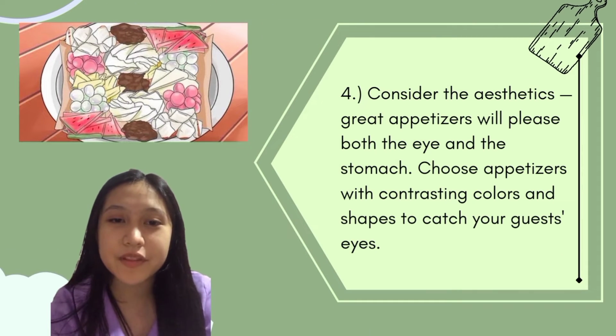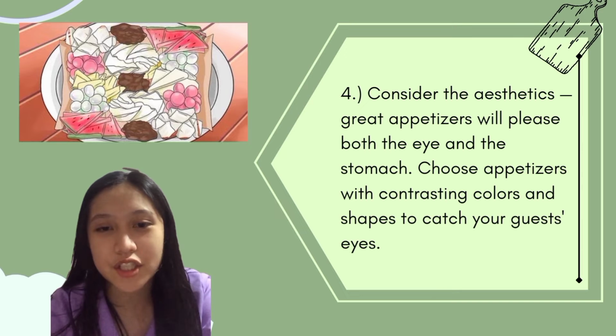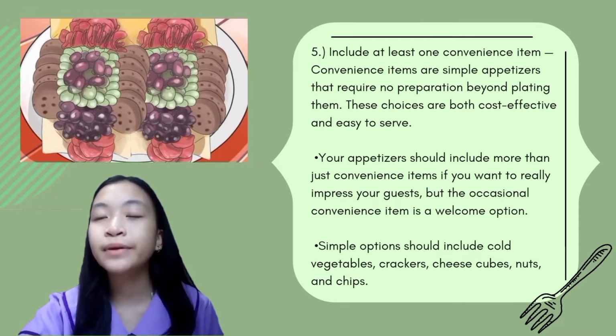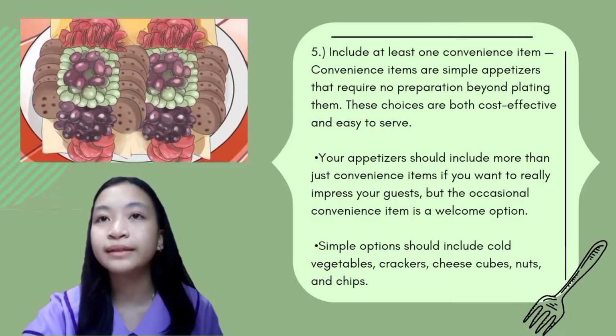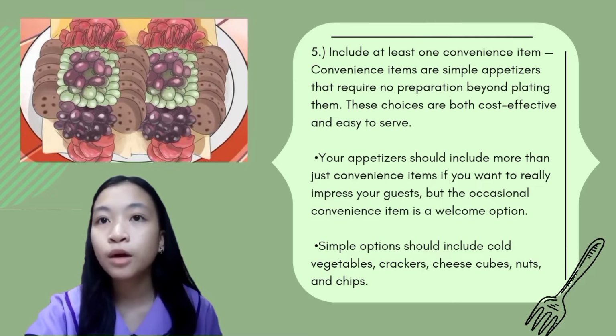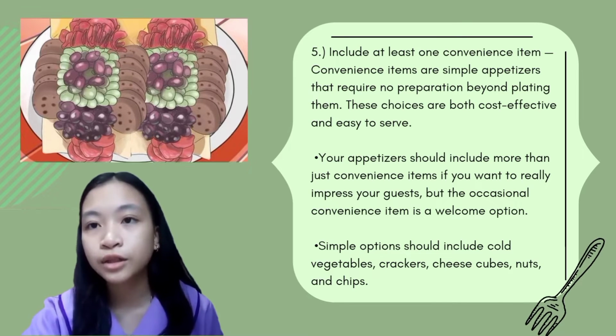Consider the aesthetic. Great appetizers will please both the eye and the stomach. Choose appetizers with contrasting color and shape to catch your guests' eyes. Fifth, include at least one convenience item. Convenience items are simple appetizers that require no preparation beyond plating them. These choices are both cost-effective and easy to serve. Your appetizers should include more than just convenience items if you want to really impress your guests, but the occasional convenience item is a welcome option. Simple options include cold vegetables, crackers, cheese cubes, nuts, and chips.